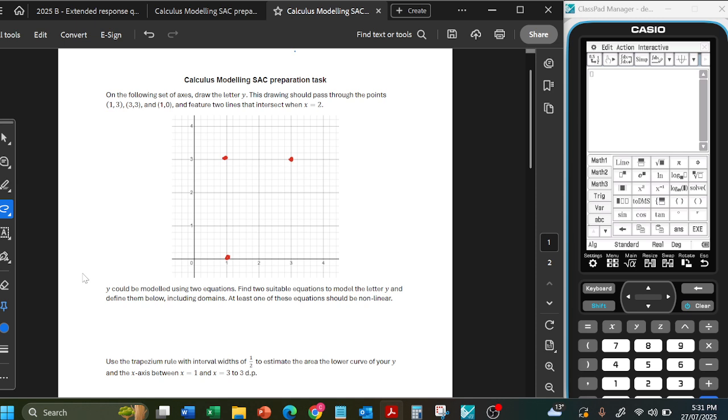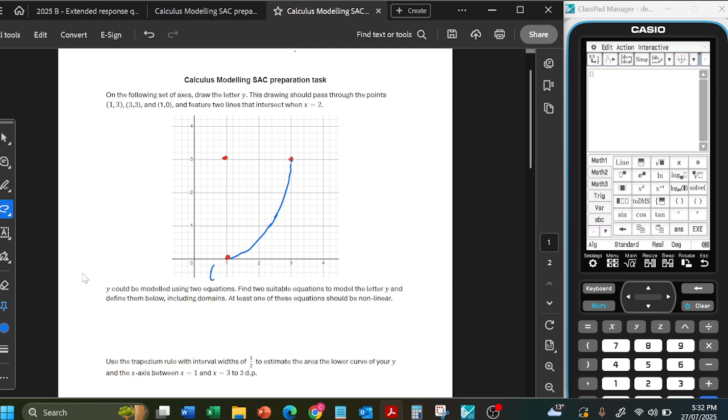So let's go ahead and do this. First up, we need to model it using two equations. The best way of envisaging this, and I should have said this in the question admittedly, is that it says here at least one of the two equations should be non-linear. The linear line should be the one that is up the top, and then the curved line, whether you go for a cubic or a quadratic, should be the one down the bottom. So I'm going to go for a quadratic because it's just that little bit easier. It's going to go up like this. So we've got a quadratic curve coming up something like that.